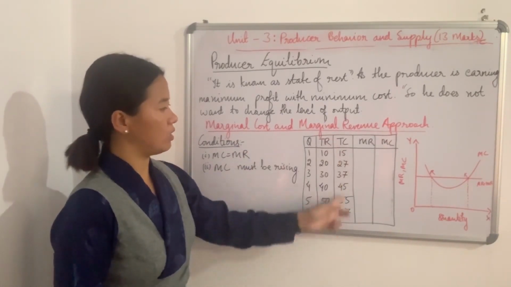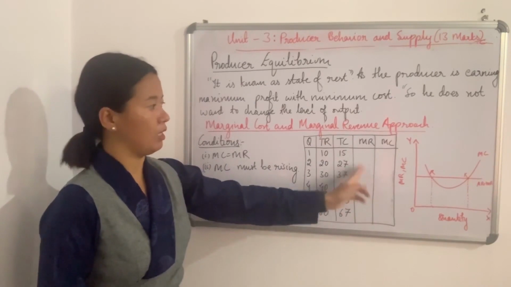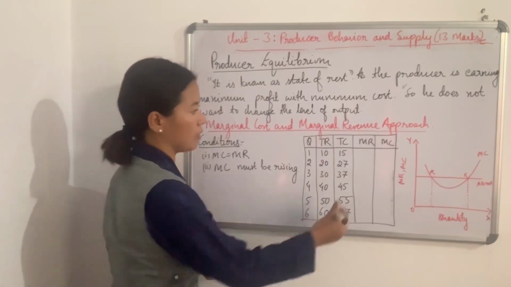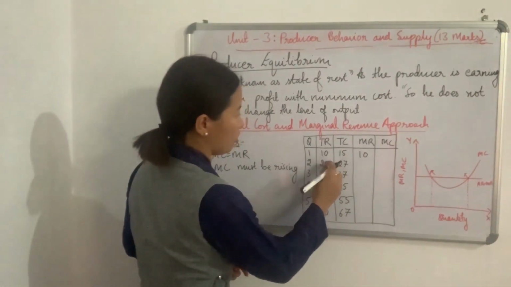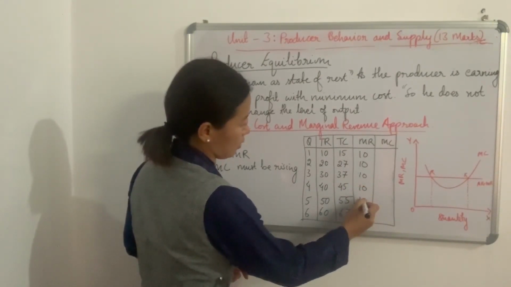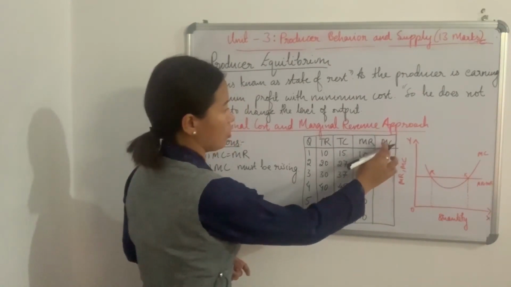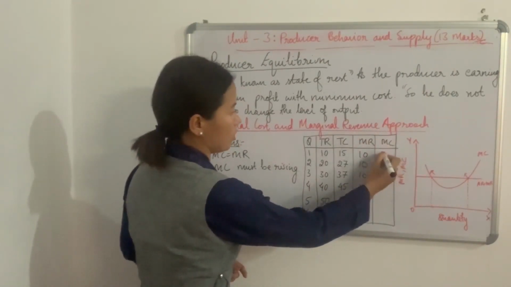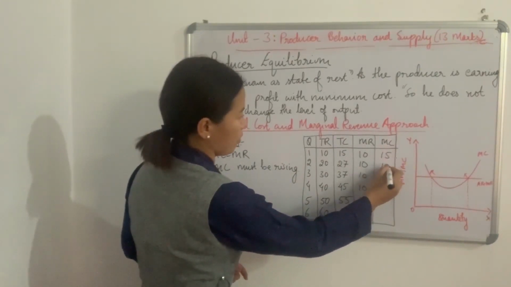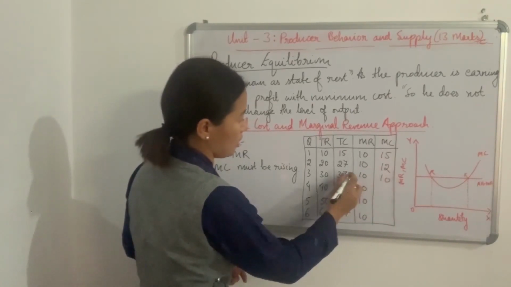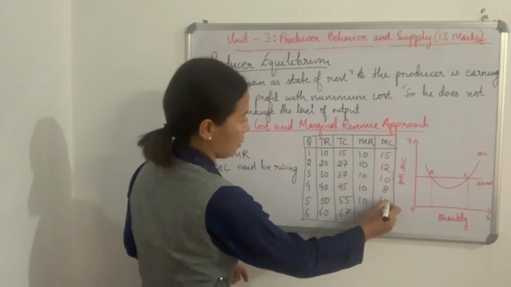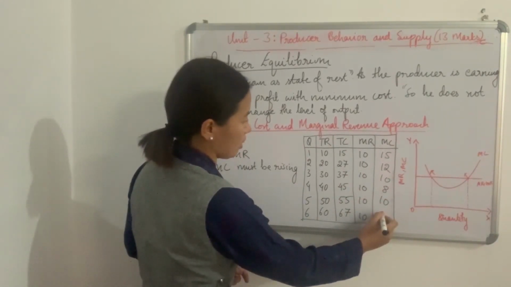From the total revenue and TC, we have to find MR and MC. Since marginal revenue is the change in total revenue, we will find out MR. First is 10, then the change in total revenue: 10, 10, 10. And marginal cost is the change in total cost. So the first one is 15, then the change in total cost is 12. Next change is 10, next 8, next change is 10, and the next change is 12.